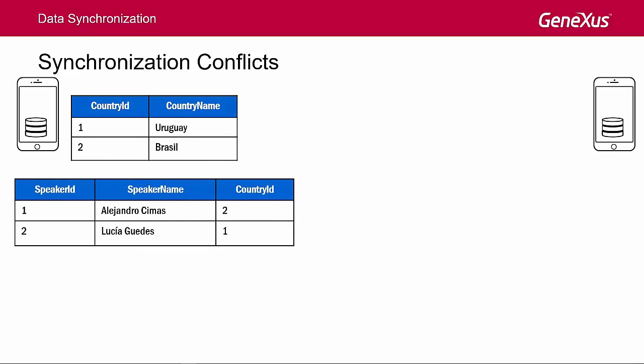A problem that is automatically solved by the synchronization process is the conflict caused by the numbering of auto-numbered keys. Auto-numbered keys are those keys set as auto-number, as well as keys numbered through a procedure or a transaction rule. For example, event day has a country and a speaker transaction, where both primary keys are auto-numbered. In addition, the country ID attribute is a foreign key of the speaker transaction.